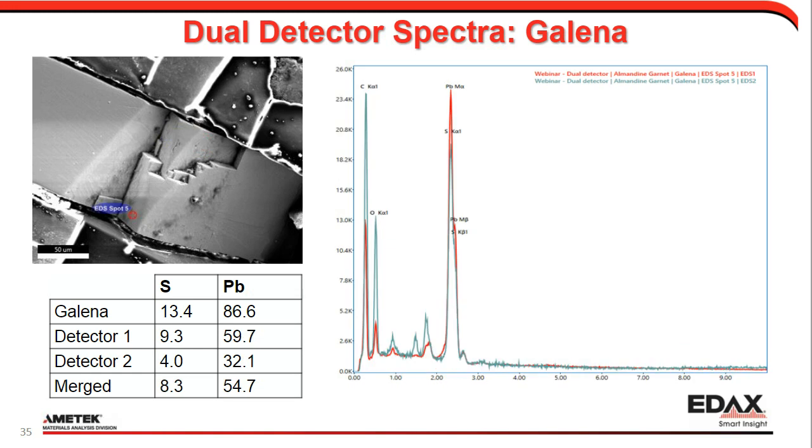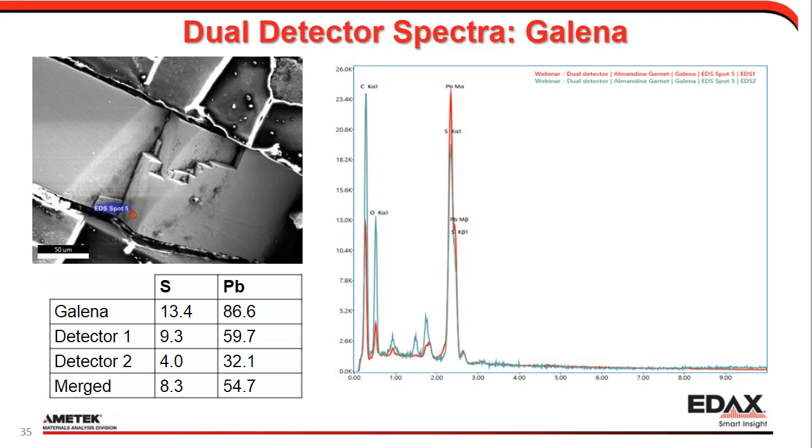If I go to a second spot here, now we are in a region where we have shadow from the top and fluorescence in the carbon from the bottom detector. And we can see now both detectors are giving us pretty bad results, and obviously when we add the bad results together, we get bad results.